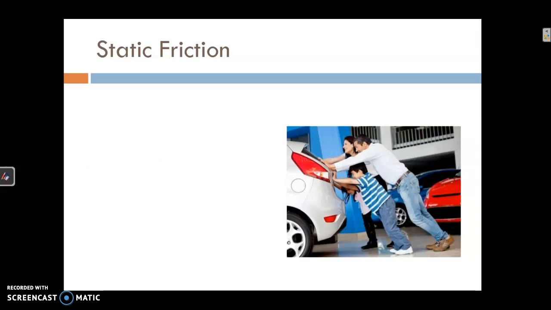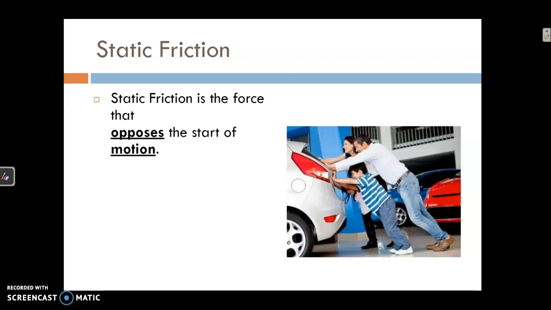All right, let's talk about our frictional forces. We're going to be introduced to 2 frictional forces. One of them, static friction. The other one, sliding (in parentheses, kinetic) friction. So starting off with static friction. Static friction is the force that opposes the start of motion.